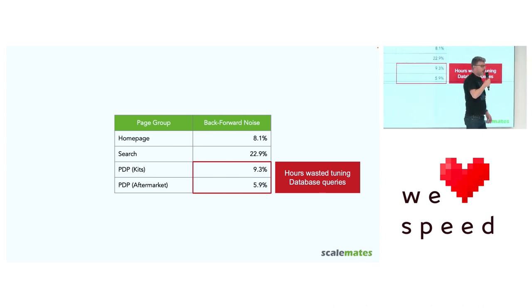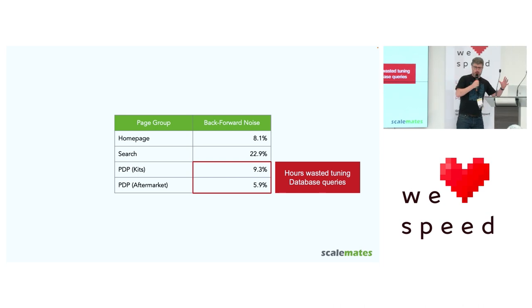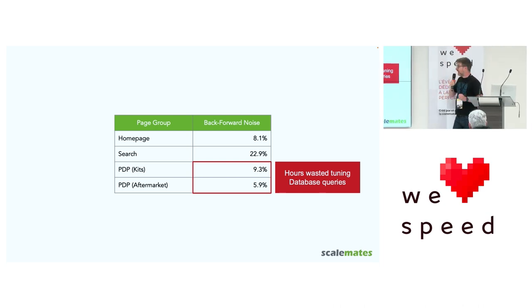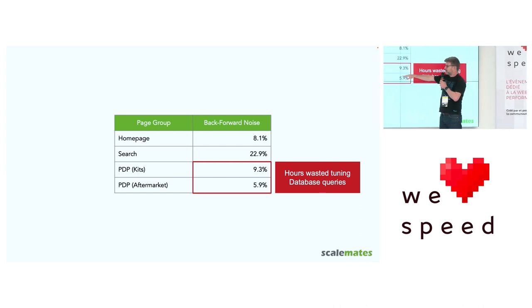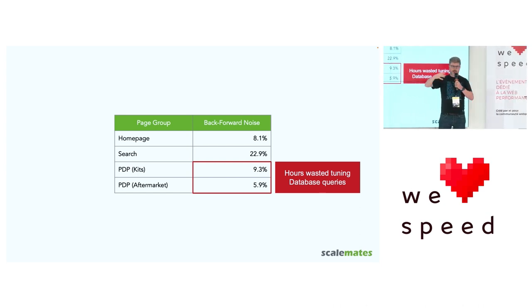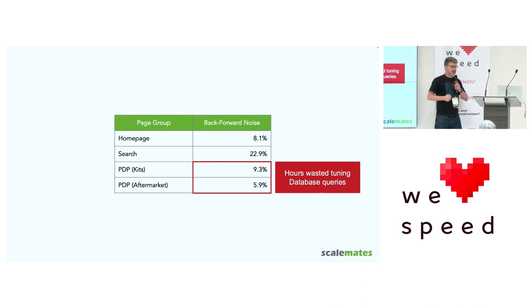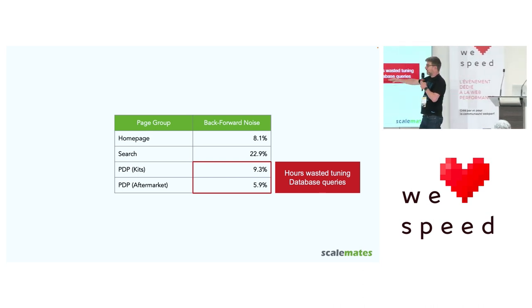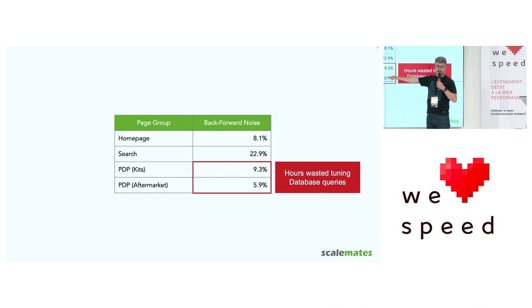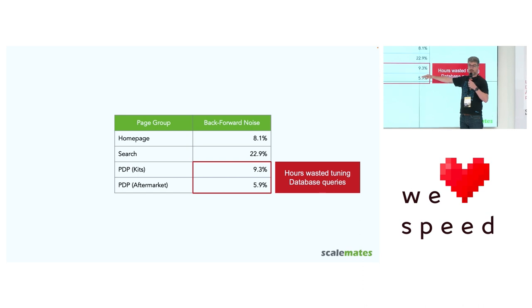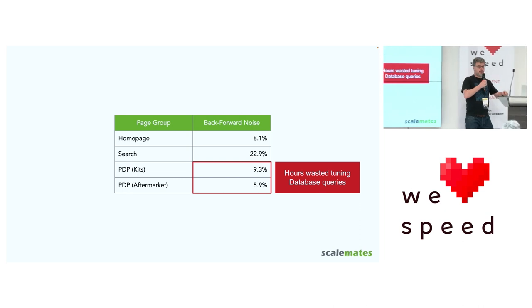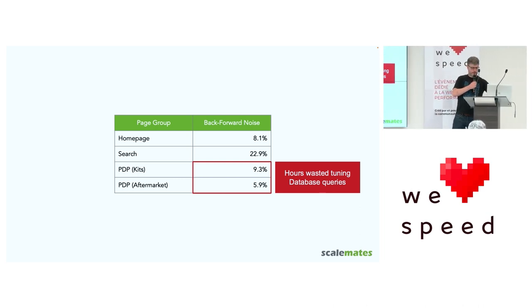And I spent hours and hours and hours in the evening, while my wife was watching Grey's Anatomy, trying to tune the database queries, because I thought that it was related to the database, that some queries were more complex than needed. The only reason why these aftermarket sets were slower than these was because they had less fast noise, and this had a lot more noise. Make sense so far? Cool.